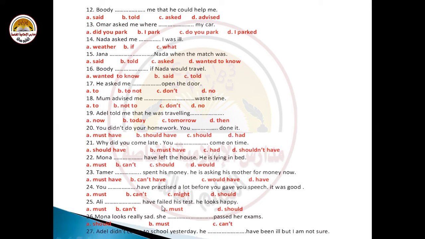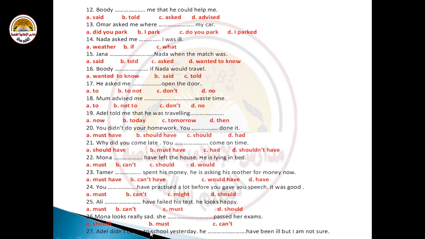Number 25, Ali have filled his test. He looks happy. This means he can't have filled his test. 26, Mona looks really sad. She should or must or can't pass her exam. She looks very sad. She can't have passed her exam.